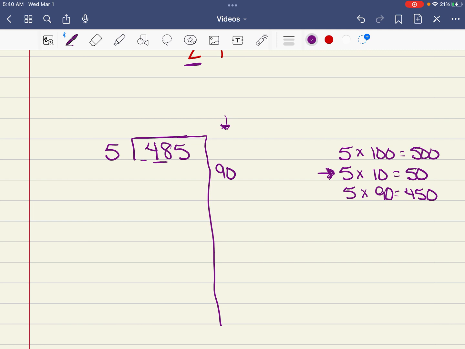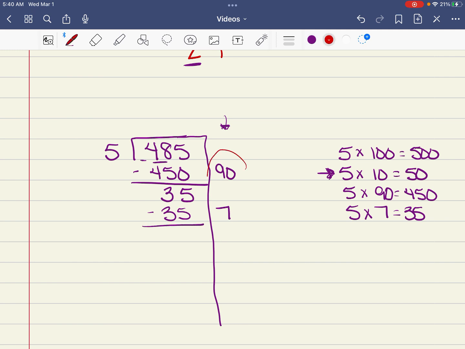All right, so 90 times 5, well, that's 450. And I'm going to go ahead and subtract that. 5 minus 0 is 5. 8 minus 5 is 3. Oh, now it's just a multiplication fact, right? 5 times 7 is 35, right? So we'll go ahead and pull out that 7 groups of 5. 7 times 5 is 35.